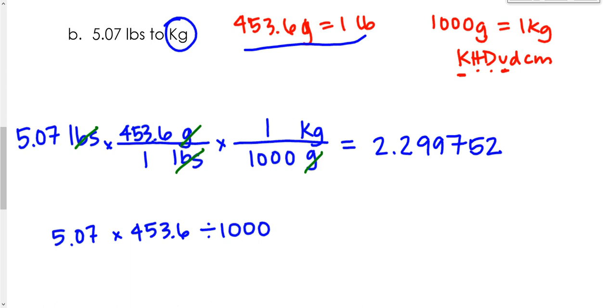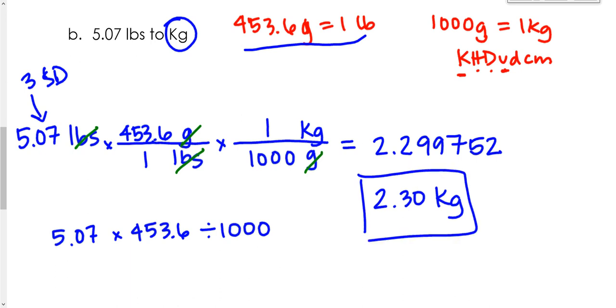Now sig digs, this has 3. So to round this to 3 sig digs is going to be 2.30, and my unit is kilograms. So that is how you do a multi-step conversion.